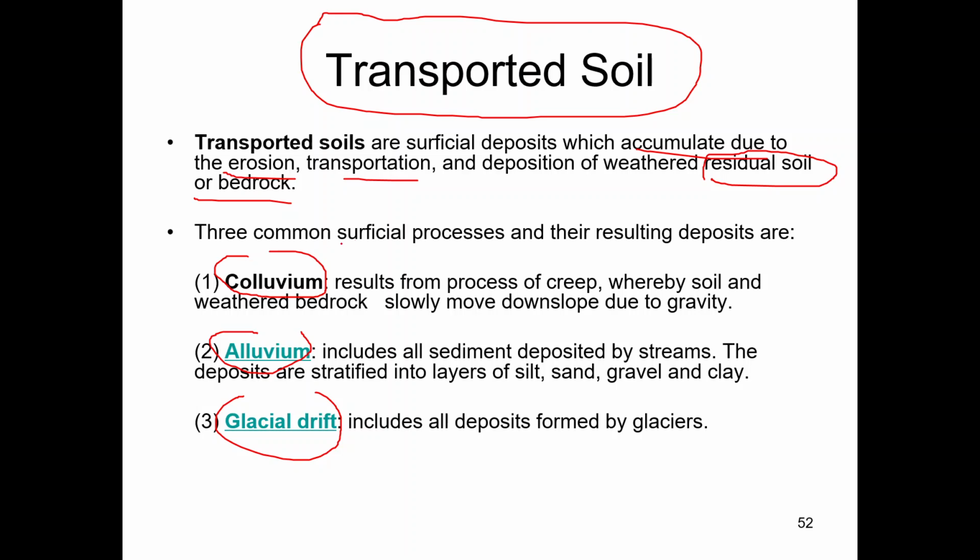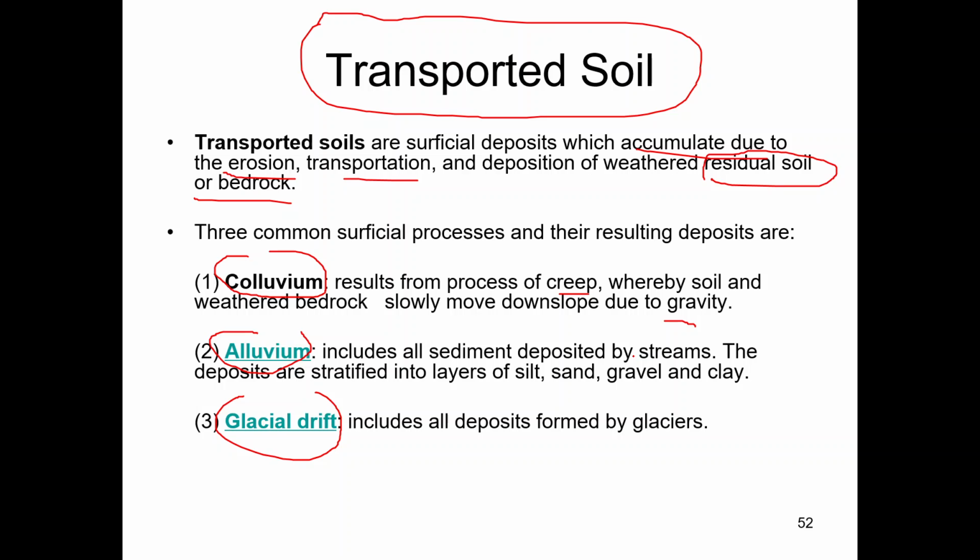Colluvium refers to soil transported because of gravity. The material slowly moves down the slope, creeping, and is then deposited at the bottom of the slope, or at the toe of the hills. The second type we call alluvium. This is sediment, transported soil deposited by a stream or river.